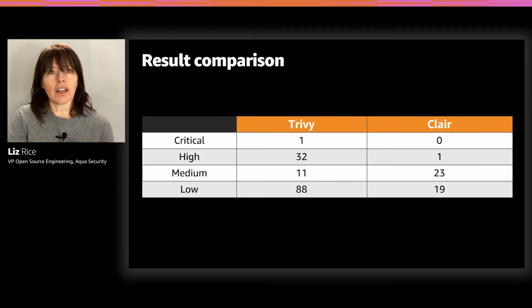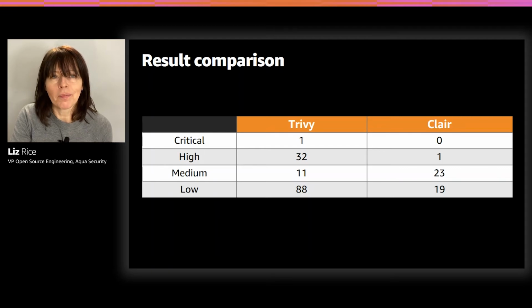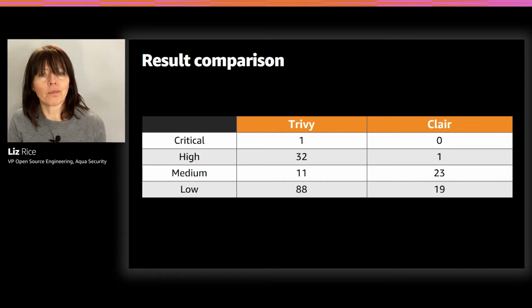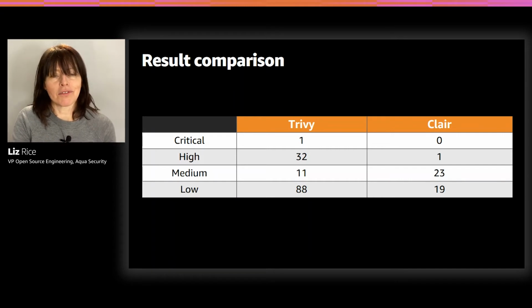ECR is using another open source vulnerability scanner called Clair. And as you can see, Trivy and Clair are showing totally different results for the same image on the same day. This is one of the problems with vulnerability scanning. If you see results that look so different like this, how are you going to trust the scanners at all? There is a reason for this, but you need a bit more knowledge to make sense of results like this.